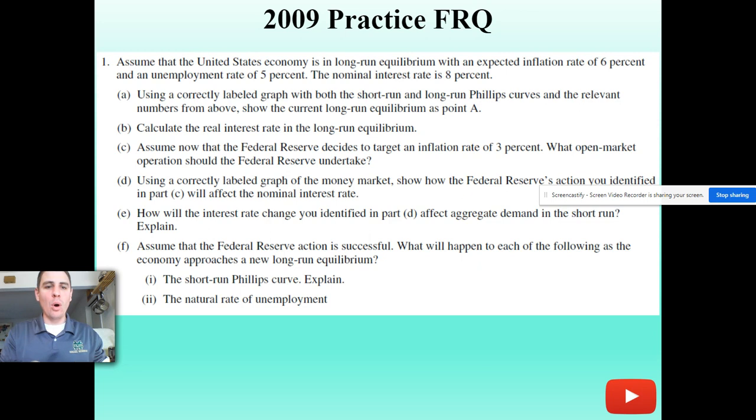Remember, OMO, open market operations, is the buying and selling of bonds. What is the phrase that I want you to remember for how it stimulates the economy? Buy big, sell small. So in this case, we want the economy to contract. We want AD to shift to the left. Well, what causes AD to shift to the left? We're going to sell bonds.